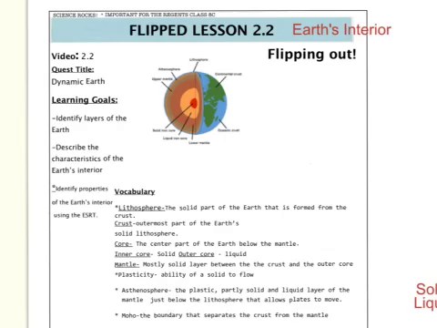This is lesson 2.2, Earth's Interior. Your notes must include the quest title, the learning goals, and the vocabulary.